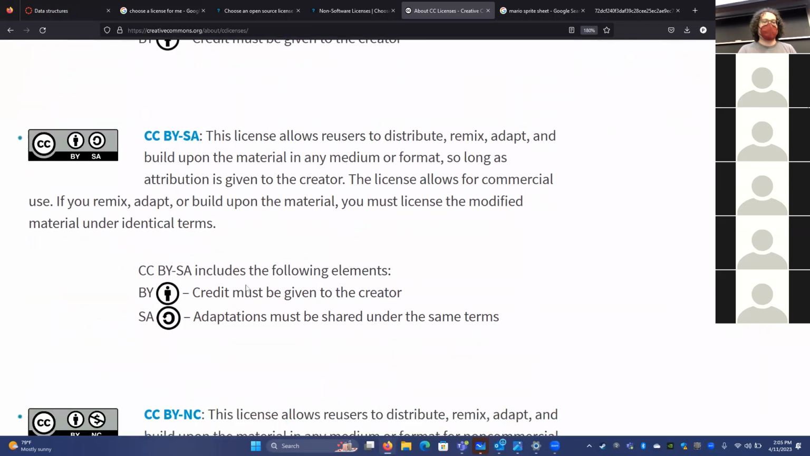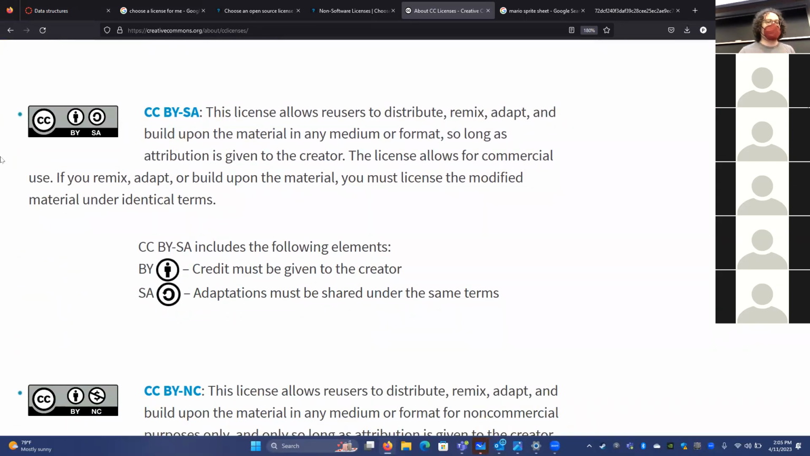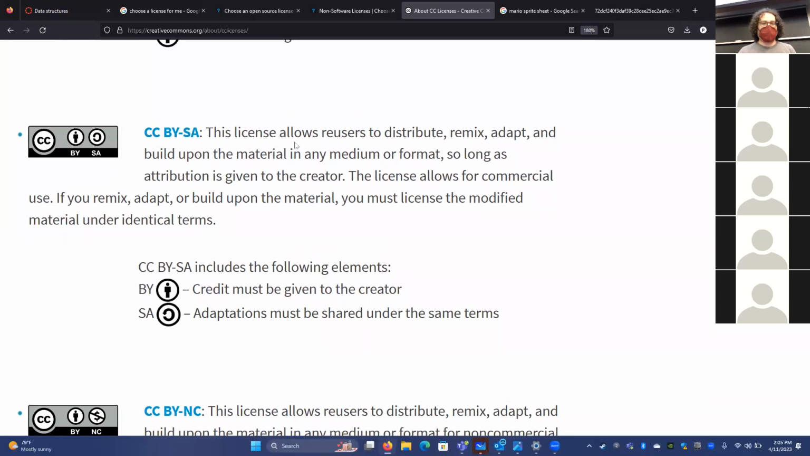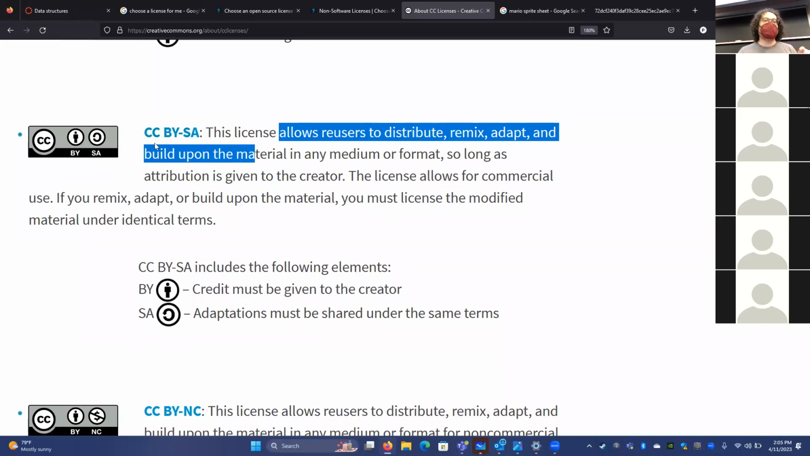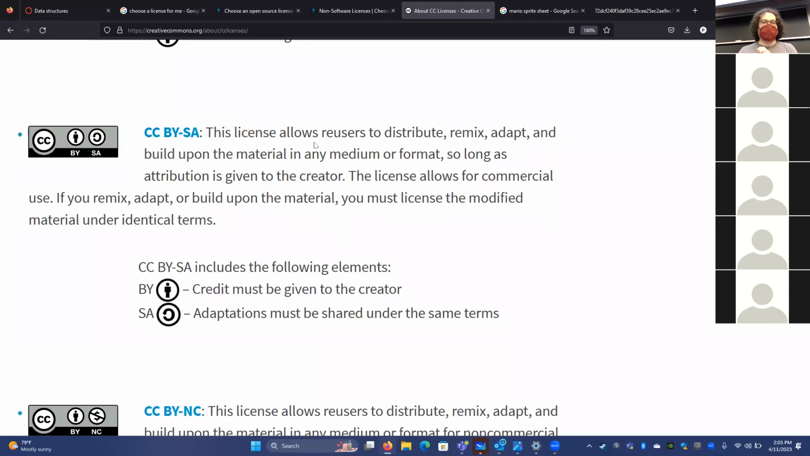Some are a bit different. For instance, over here, this is where we've got to start being careful. CC BY share alike. The idea here is that if you use the material, and you build upon it, remix or adapt it, so you take their art and redo their art, that art also has to be CC BY attribution share alike. In other words, if you use something under this, you also have to do this.